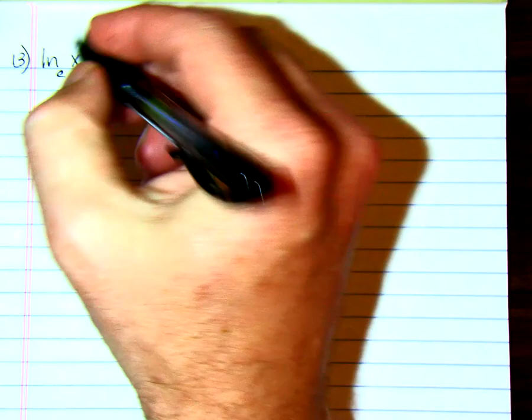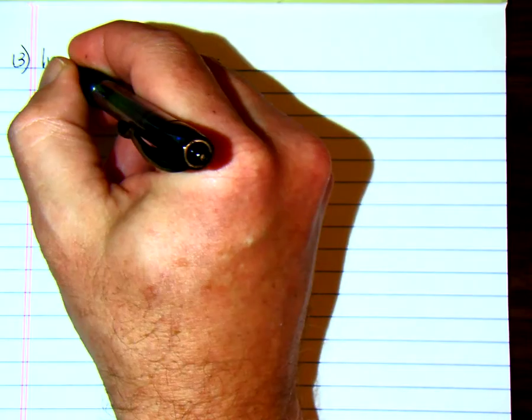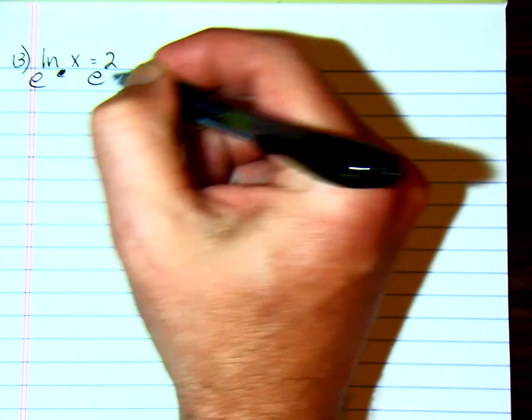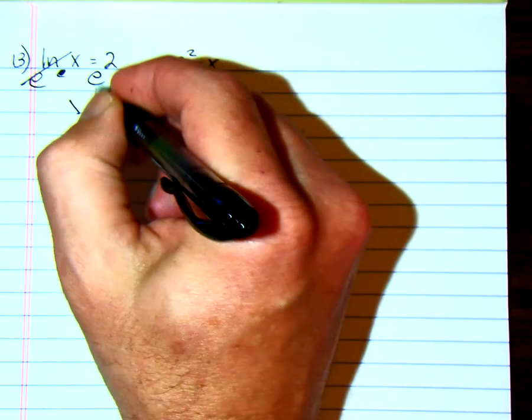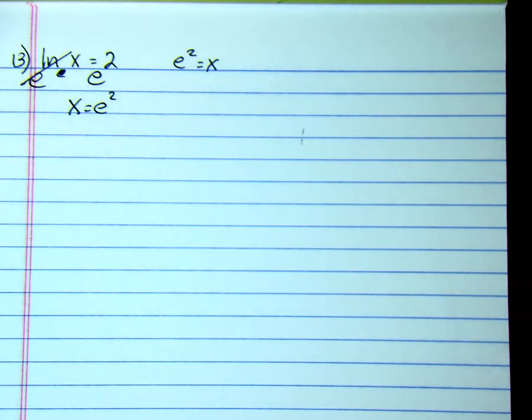Okay? If we're going the other way, I know that the natural log has a base of e, so we're going to exponentiate both sides. Those are going to cancel, and we have e squared this way too. So in both cases, we got to e squared relatively quickly.